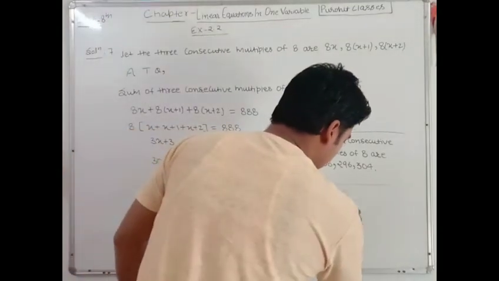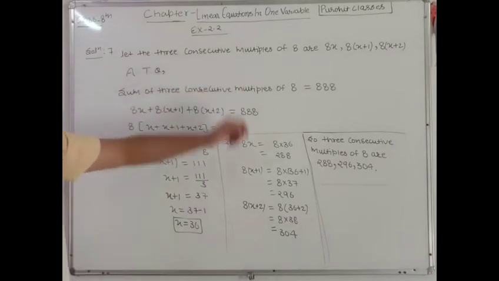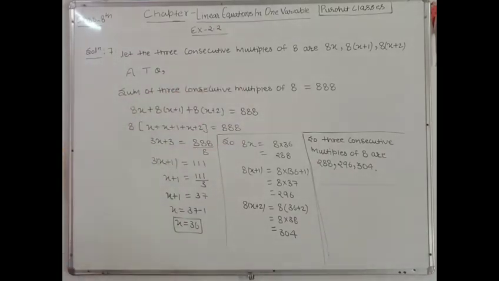Now the rest is history. Everything I have written on the board. Pay attention here. So let the 3 consecutive multiples of 8 be, first the smaller one 8x, then the middle one 8(x plus 1), and the greatest one 8(x plus 2). According to the question, the sum of 3 consecutive multiples of 8 is 888. According to us, the sum will be 8x plus 8(x plus 1) plus 8(x plus 2), that will be equal to 888.